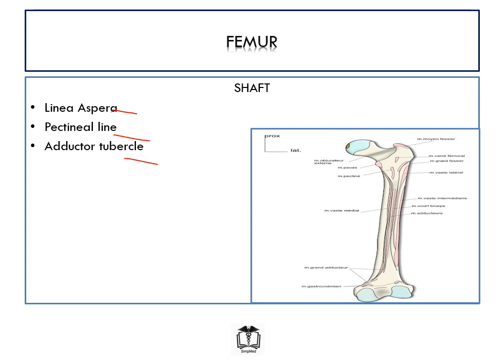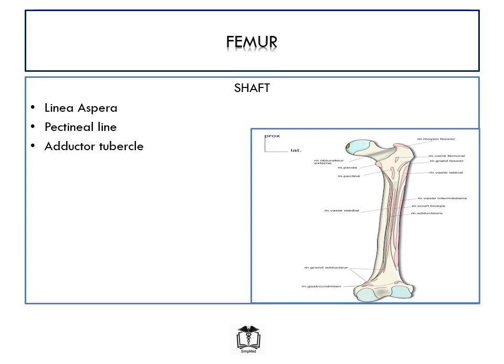The linea aspera is a rigid line that is found on the posterior aspect of the shaft, so it's found on the back of the shaft. The pectineal line, on the other hand, is found on the medial border of the linea aspera. So if the linea aspera is the structure shown here, medial to that is the pectineal line. Both of those structures tend to serve as attachments to muscles. As you can see, there are a number of muscles attached to the linea aspera and to the pectineal line.